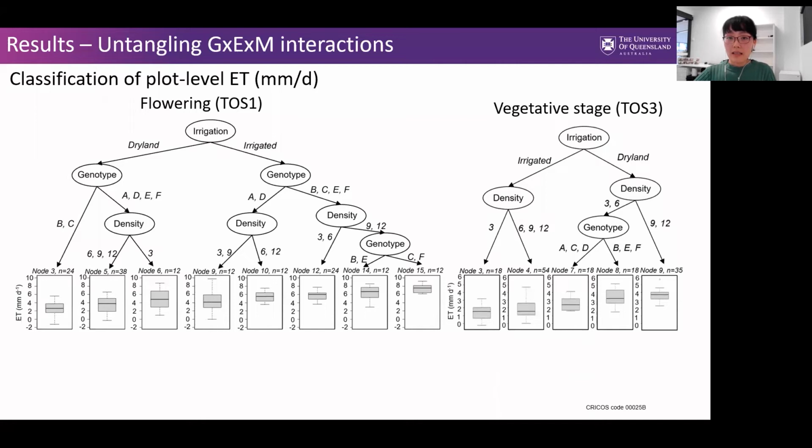And at the vegetative stage, the ET values were much smaller compared to the flowering stage, with a value ranging between 1 to 4 millimeters per day, and with the ET values mainly driven by the large plant population densities.